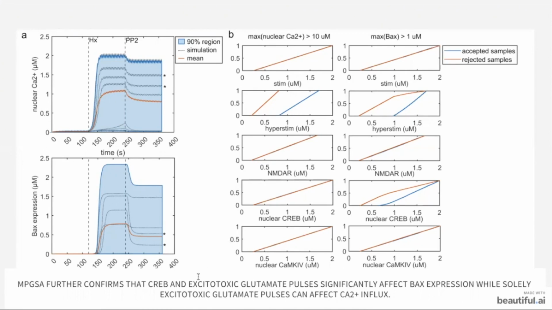And so since there was a threshold above which our simulations had this calcium influx and BAX dissociation, we created a classifier for the multi-parametric global sensitivity analysis based on that threshold, where we set the maximum values per simulation of 10 micromolar for nuclear calcium influx and 1 micromolar for BAX expression. Then we reused the same Sobol indices that we calculated for the global sensitivity analysis to come up with empirical cumulative distribution functions to accept or reject our simulations. Ultimately, we found for Bax expression that there were significant differences for hyperstim and for Krebs. Altogether, the multi-parametric global sensitivity analysis just further confirmed for us that Krebs and excitotoxic glutamate pulses significantly affected Bax expression, and only excitotoxic glutamate pulses could affect the calcium influx.